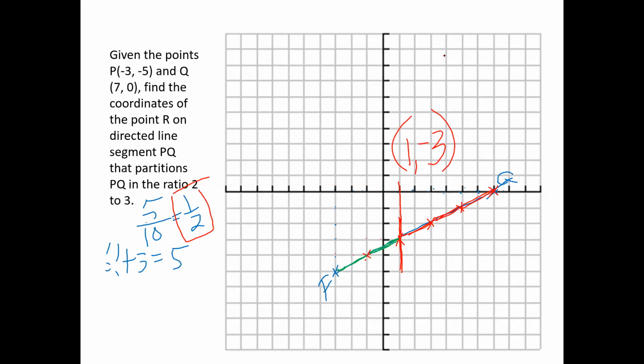I prefer to do a graphing because visually you can clearly see that we have a 2 to 3 segment ratio, and that puts our point at 1, -3. All right, let's continue on. I think there's going to be another one. Yes, we get to do another one.